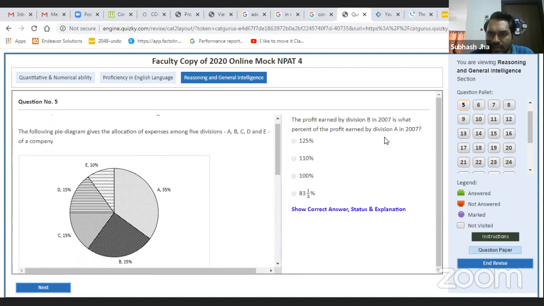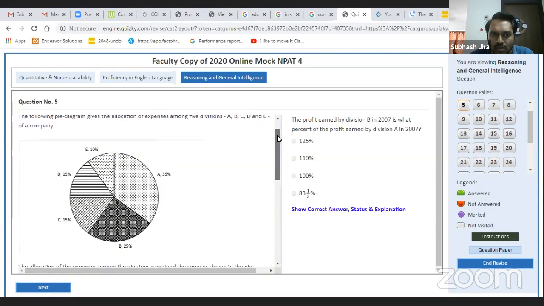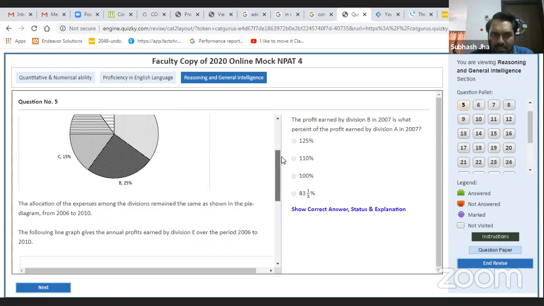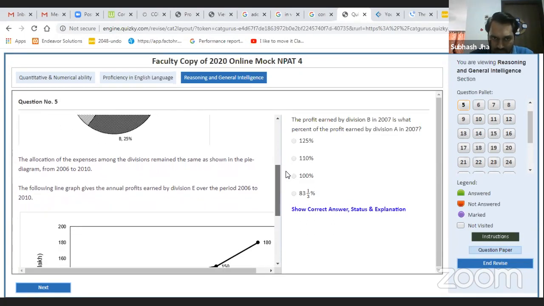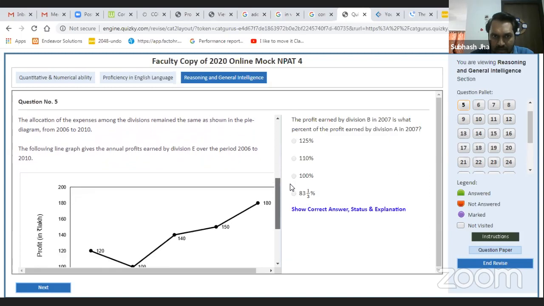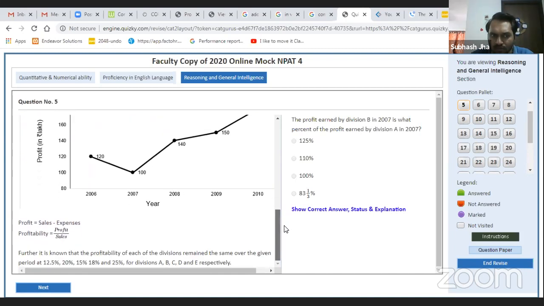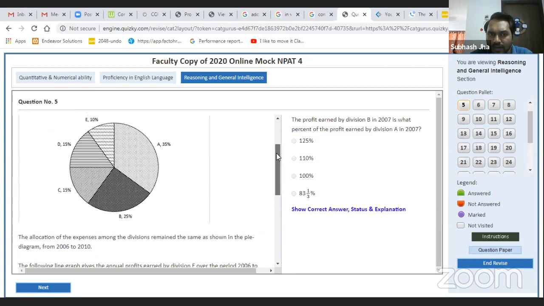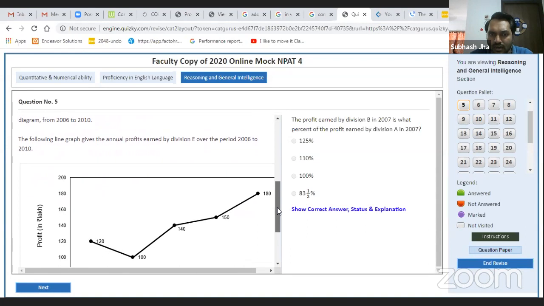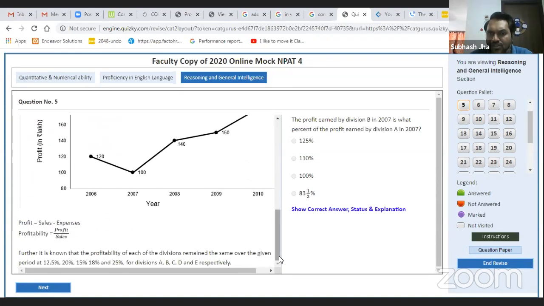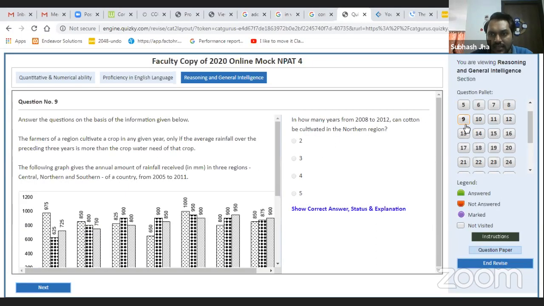So, like first data interpretation I am showing you, one pie chart is shown, there are 5 divisions, some percentage is given, then allocation of expenses given, then profit earned by division E, one of the divisions out of 5, profit earned is given. Then there is some formula and again further information is given about the profitability. So you can see in one set you are finding one bar chart, one line graph, and some formula and some more statements written. So if you see this set, 5, 6, 7, and 8, 4 questions are there. This is the second set, this is the third set.